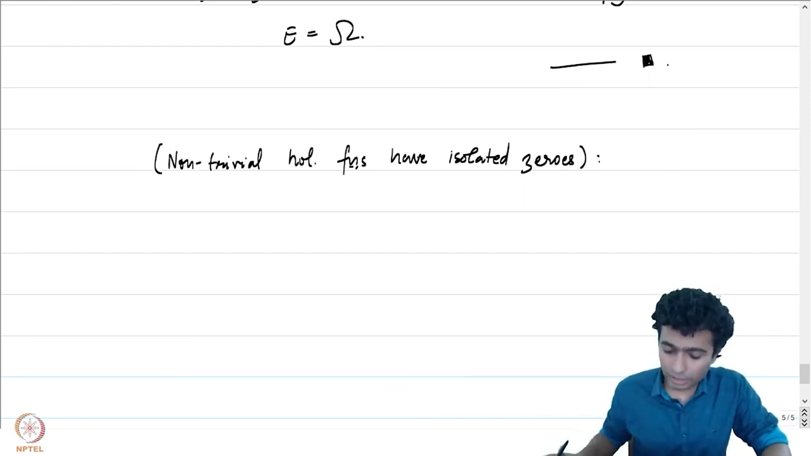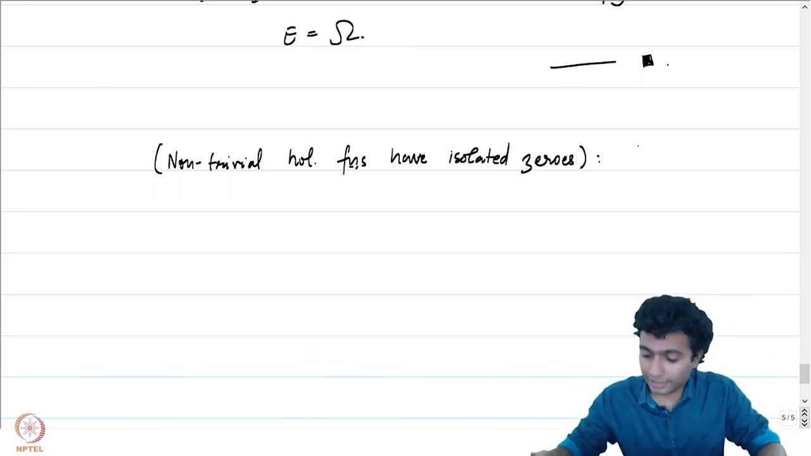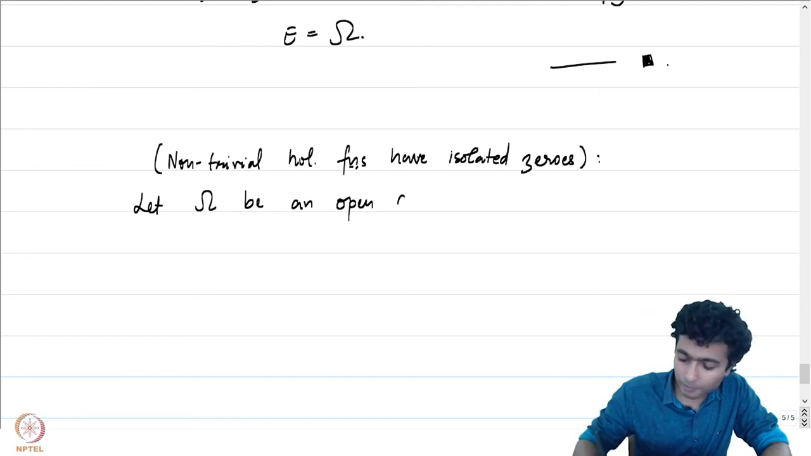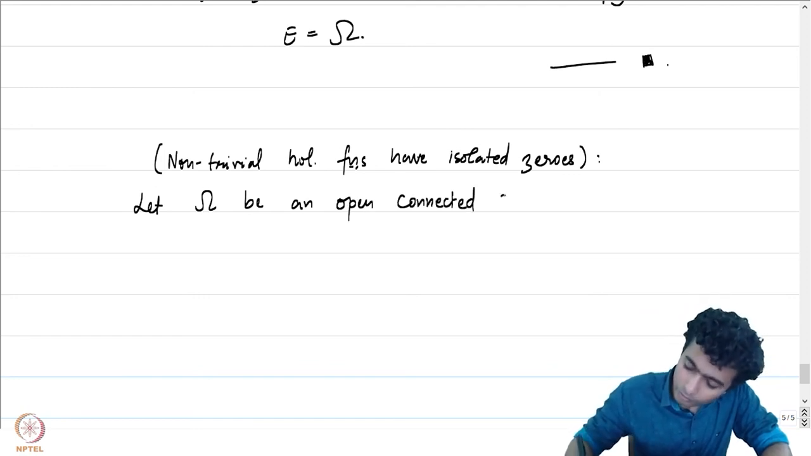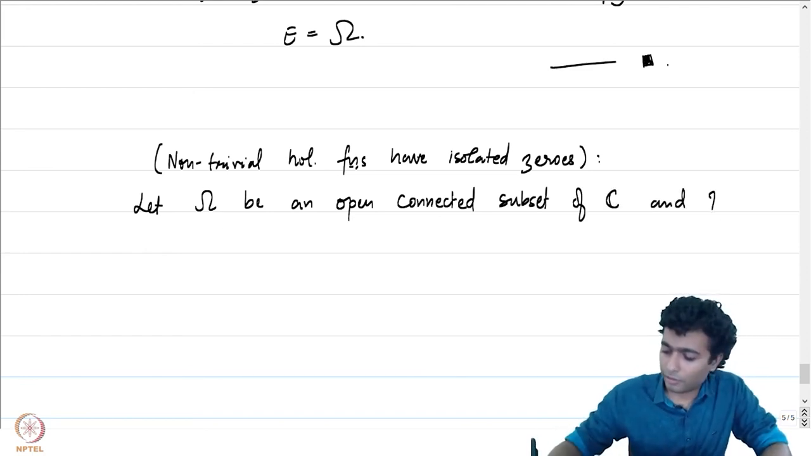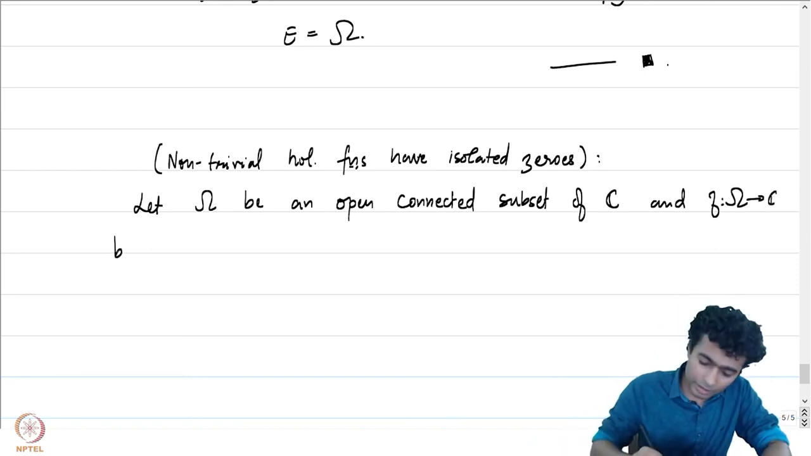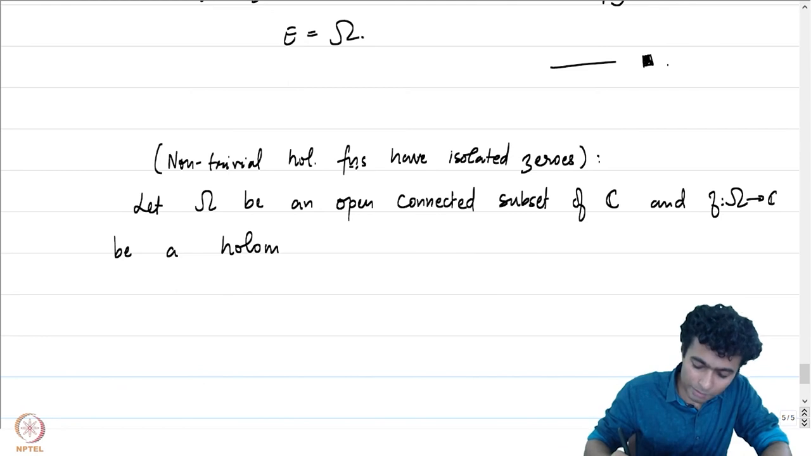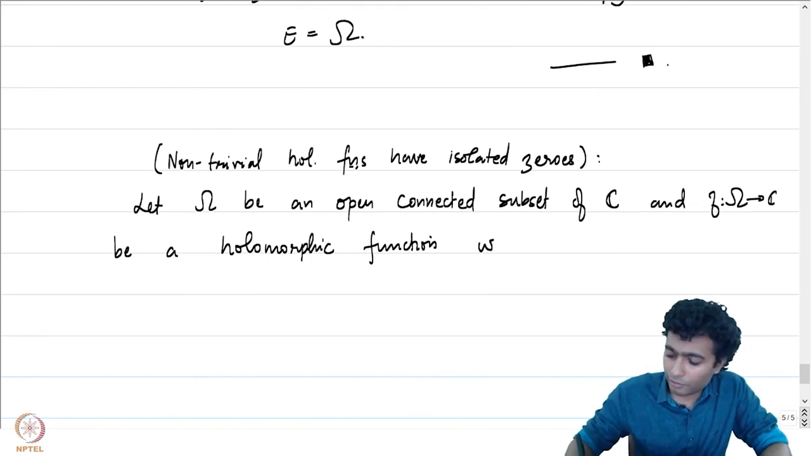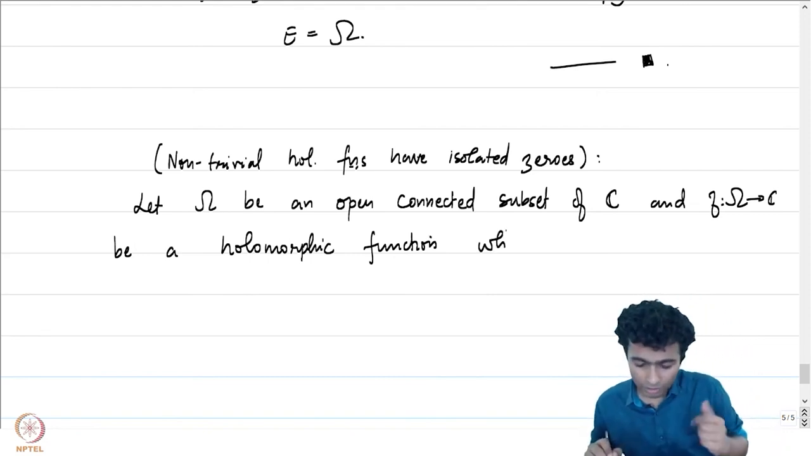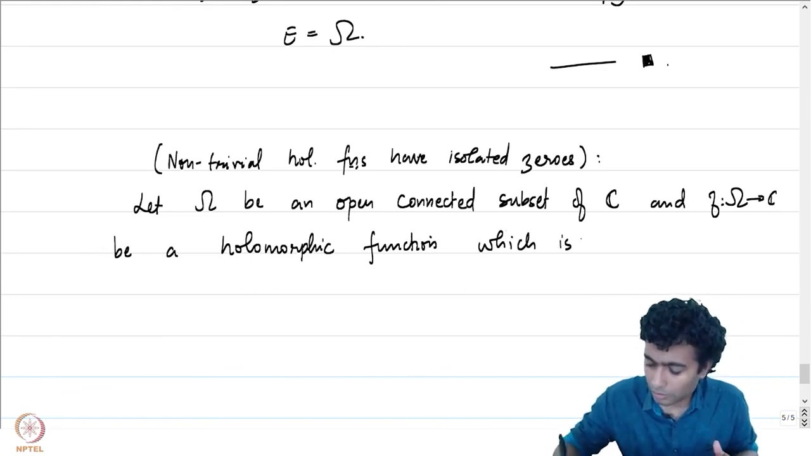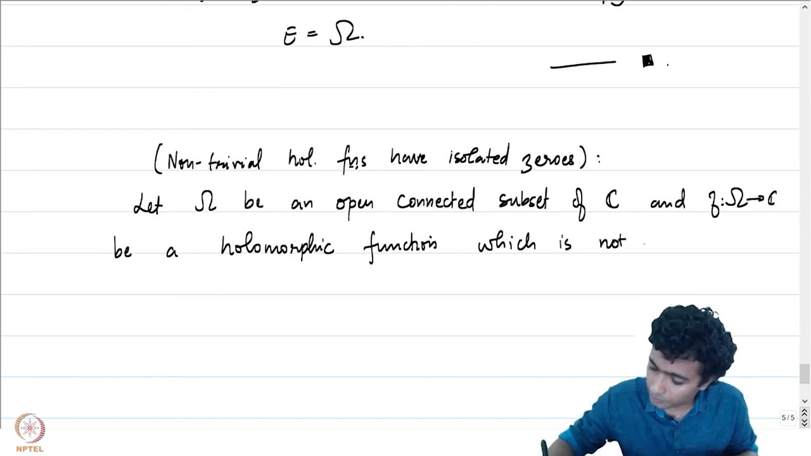Let me write it down and then we will see what the exact statement is. Let omega be an open connected subset of C, and f from omega to C be a holomorphic function, or a complex analytic function if you prefer it that way. Let me add a non-trivial holomorphic analytic function, which is not identically equal to 0.